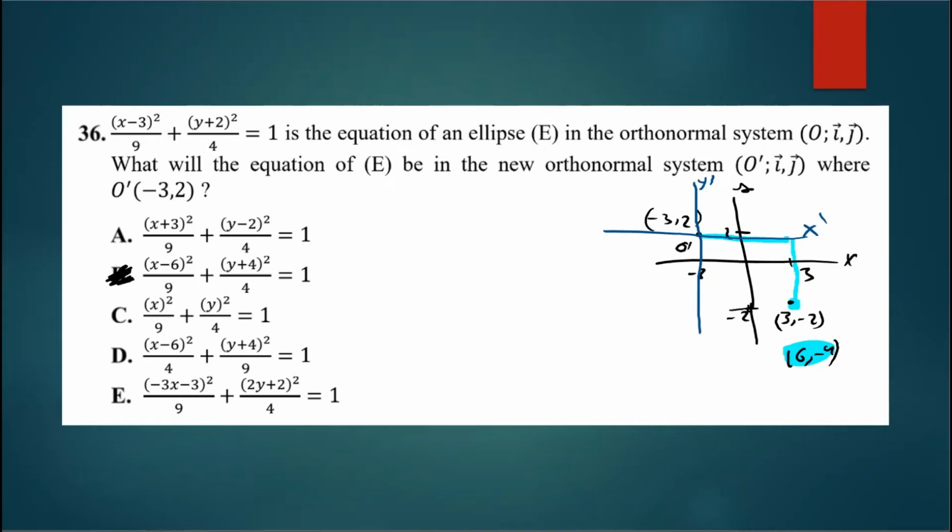Okay, so we have a set of axes. Now we move the set of axes to another point. Any point here has two readings, one according to the original axes, and another reading according to the new axes.